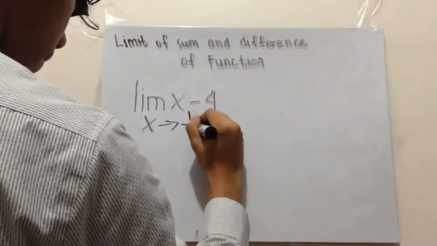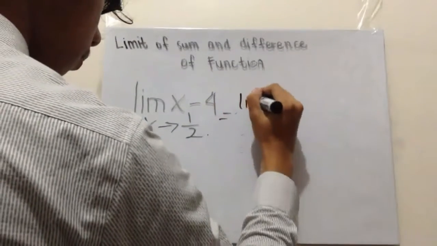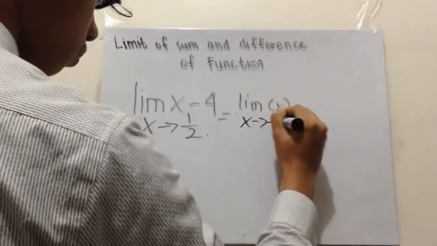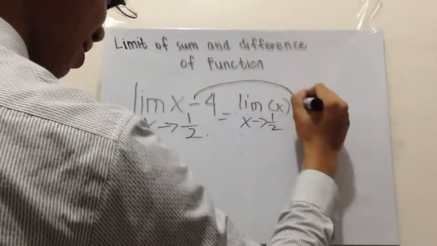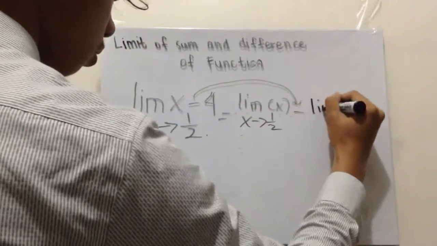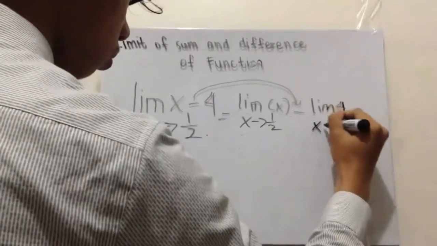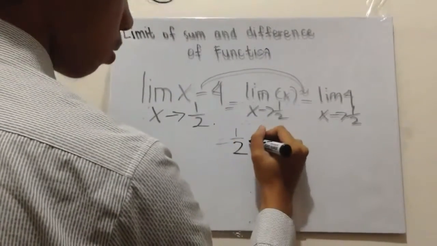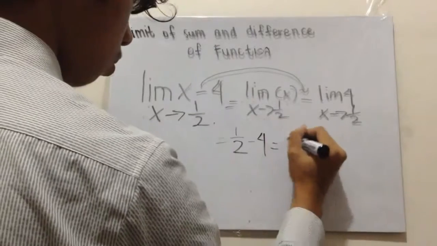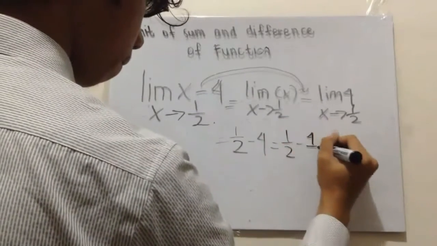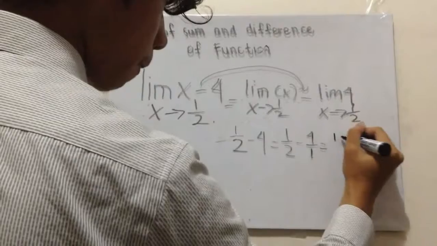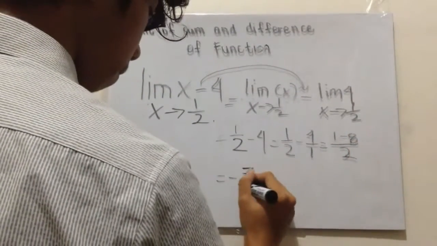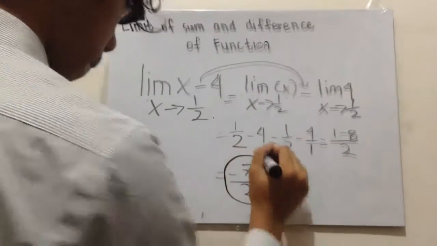We have to find the limit of x minus 4 as x approaches 1/2. First, we have to separate these two terms. Limit of x as x approaches 1/2, copy the sign, minus limit of 4 as x approaches 1/2. Now we have to substitute the x with 1/2. 1/2 minus 4 is equal to 1/2 minus 4 over 1, which is equal to 1 minus 8 over 2. The final answer is -7 over 2.